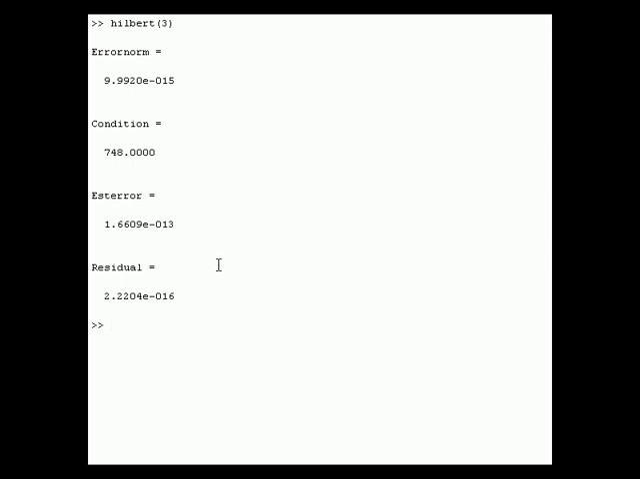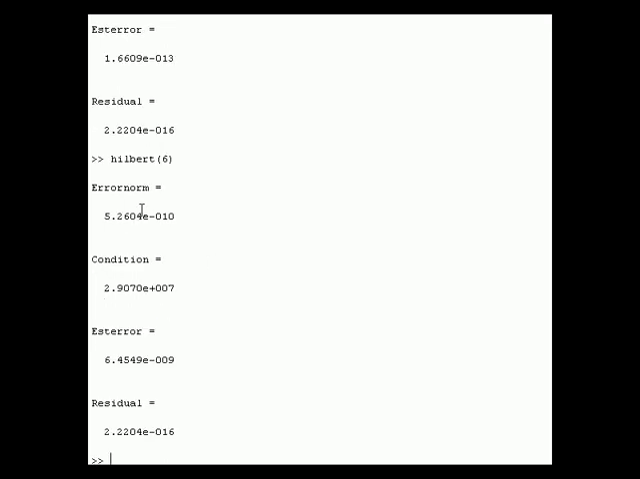Okay, so let's try with a larger Hilbert matrix, 6 by 6. Now the error norm goes up to 10 to the minus 10th, and our rule of thumb estimates 10 to the minus 9th. It's only off by a factor of 10. That's not bad for a round-off error. Round-off error is an art. Truncation error is a science. But strangely, the residual is still around machine precision. So let's try a larger system. Again, the bigger the system, the more ill-conditioned. That's just a feature of Hilbert matrices.